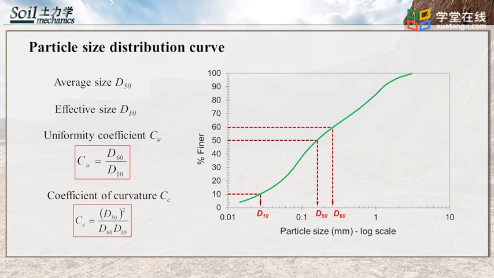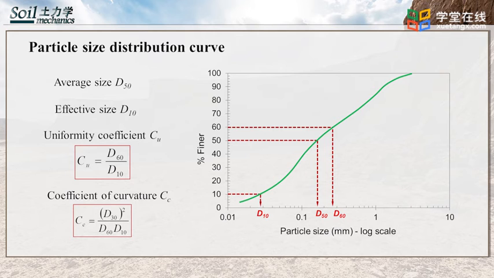From the particle size distribution curve, we can define several important parameters. For example, D50 is called average size, that is the diameter of the soil particles for which 50% of the particles are finer. Similarly, we can define D10, D30, and D60.